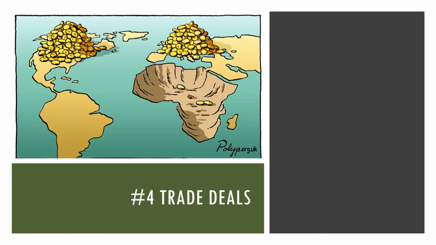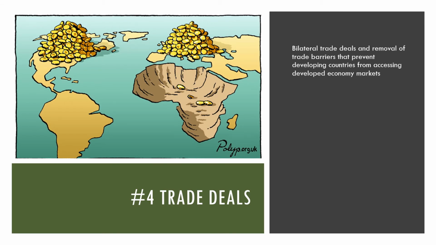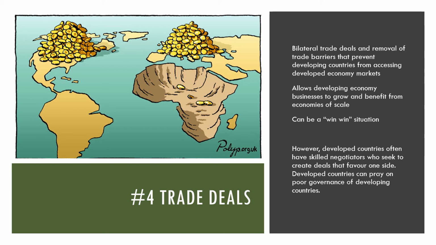Foreign governments may also enter into trade deals with developing countries to help growth and development. So a bilateral trade deal is one between two countries. So it might be between a developing country and a developed country. And this allows the developing economy's businesses to grow, benefit from economies of scale, and importantly have access to wealthy developed economy markets, where often they cannot compete with the heavily subsidized developed economy companies, particularly in agriculture when we think about the EU's common agricultural policy. However, developed countries often have skilled negotiators who seek to create deals that favour the developed country.